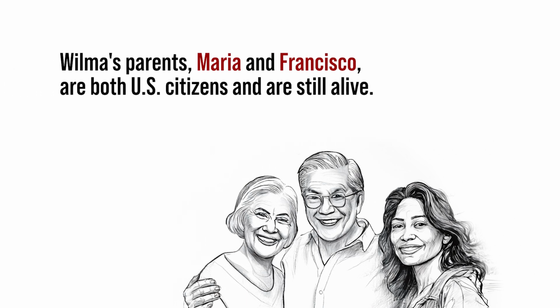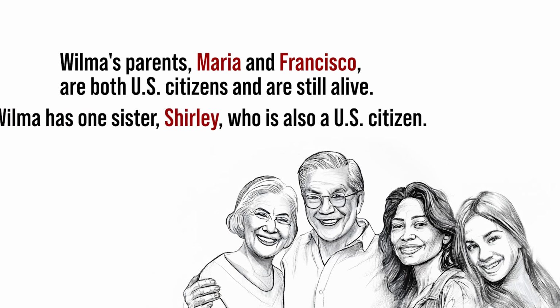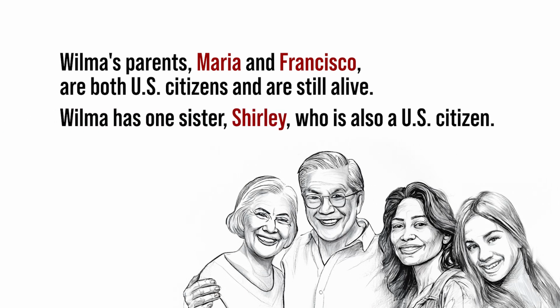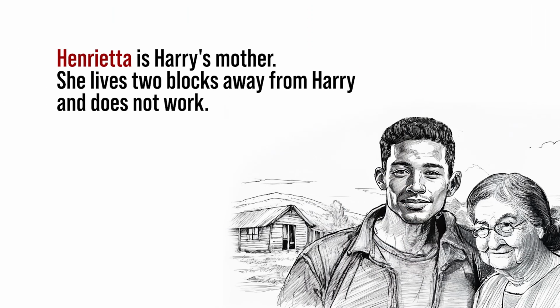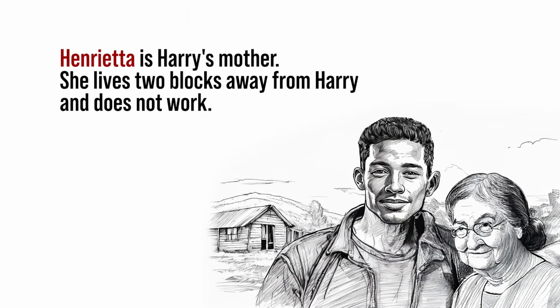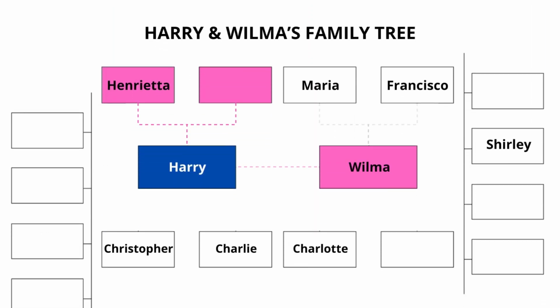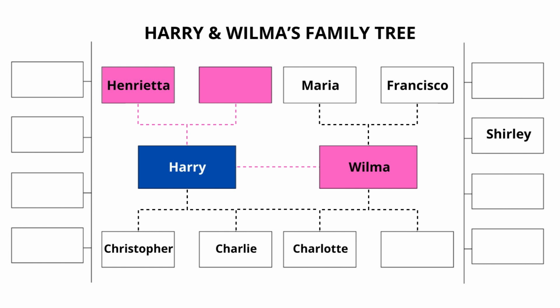Both of Wilma's parents, Maria and Francisco, are U.S. citizens and still living. Wilma has one sister, Shirley, who is also a United States citizen. Henrietta is Harry's mother. She lives 2 blocks away from Harry and does not work. Here is how the family tree for Harry and his family looks.